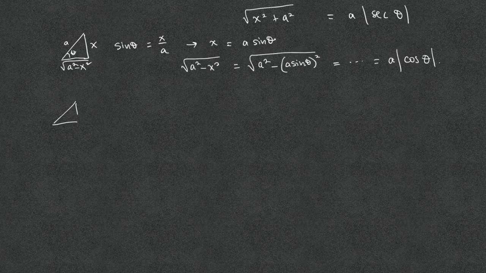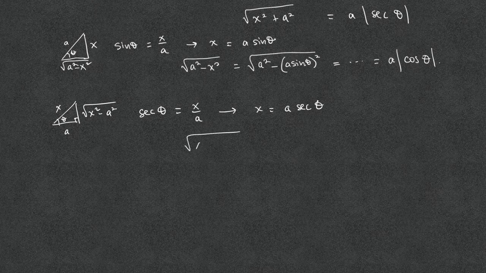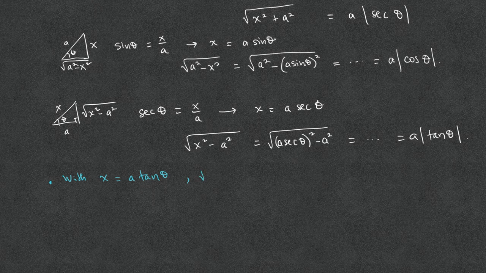Consider another right triangle whose hypotenuse is x. One side is a, so the missing side is the square root of x squared minus a squared. Secant of theta is x over a in this case, so x is a times secant theta. The square root of x squared minus a squared is the square root of (a secant theta) squared minus a squared, which can be simplified to a times the absolute value of tangent of theta.